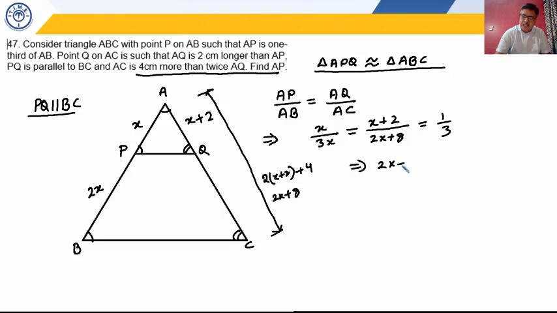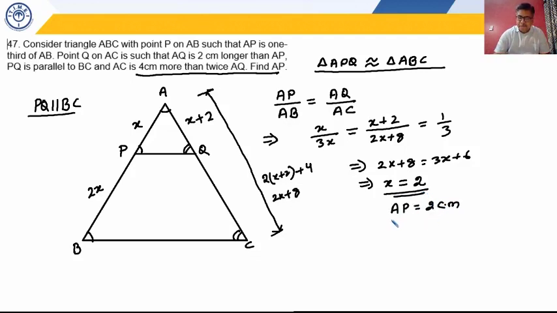So 2X plus 8 is equal to 3X plus 6. So X is turning out to be 2. And we want to calculate the length of AP, and AP is X, so AP is equal to 2 centimeter. Can I say? I hope this is fine. The simple application of similarity: triangle APQ and triangle ABC are similar.